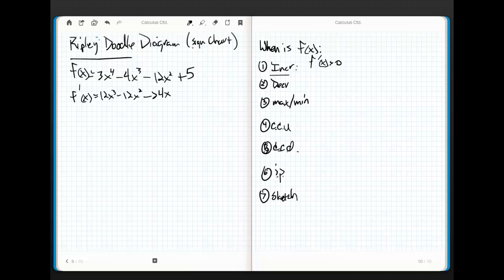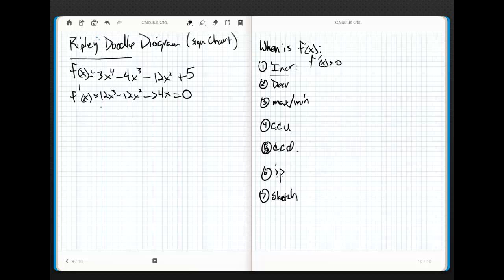Now, what do we do with this? Well, hopefully you remember from last section that there are these things called critical points or critical values. And in those things, what we did is we took derivatives and we set them equal to 0 because magical things seem to happen around our zeros. With the employ of this new Ripley-Doodle diagram, you'll see that not only do magical things happen at the zeros, but they happen around the zeros. All right? So here we go.